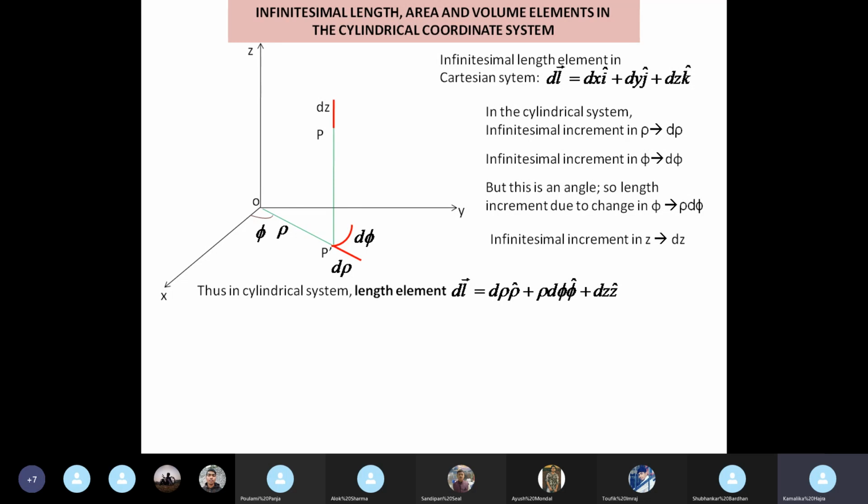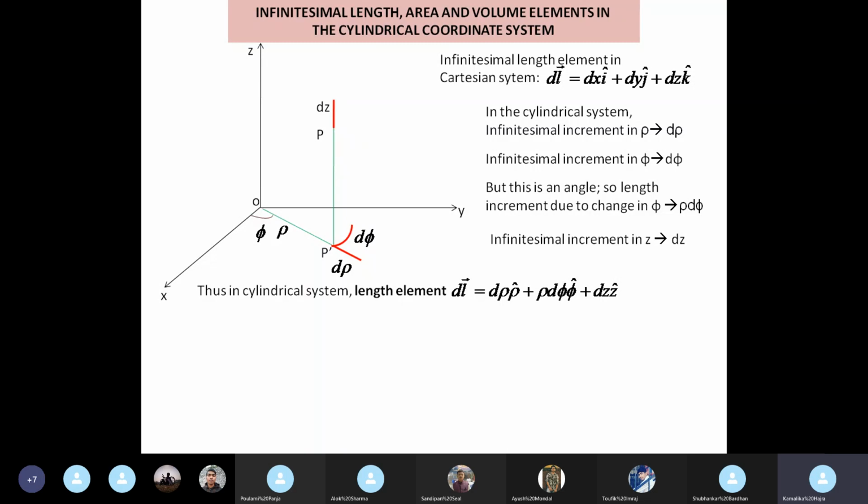This is the only place where you need to remember: don't write just d phi by mistake. Always remember that phi is an angle, so d phi cannot be a length element. You have to write a length element here, and you get the length element by writing the arc length, which is rho d phi. Okay, so this is what you get. This is the line element.